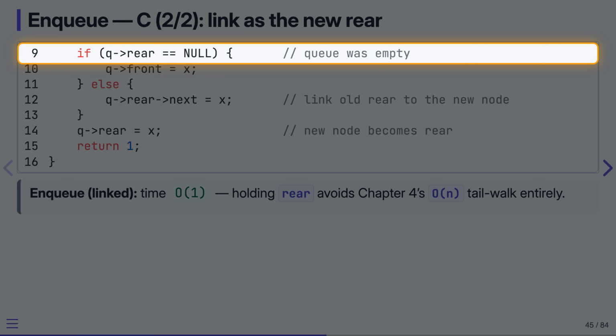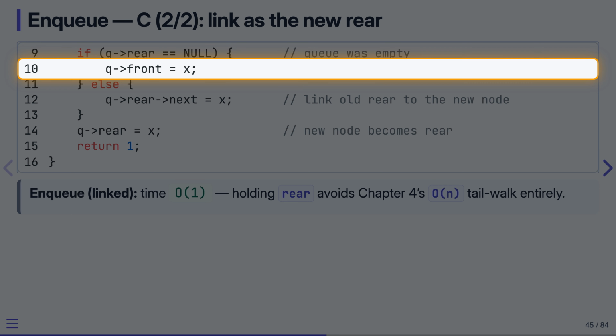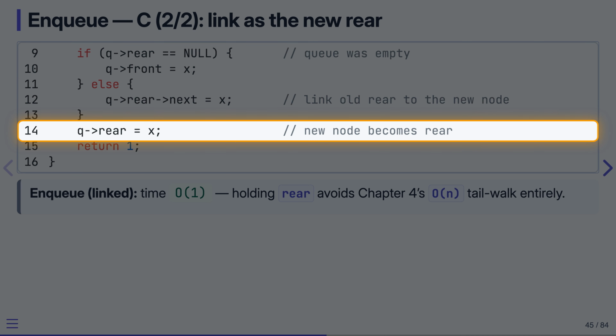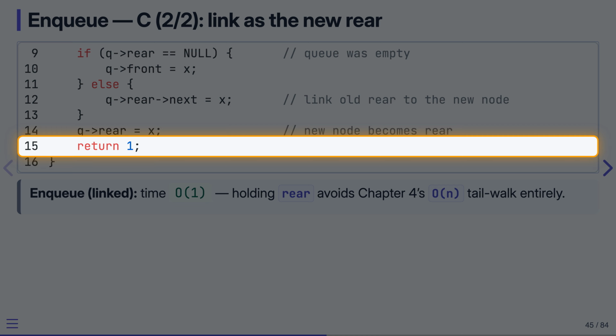Now we ask, was the queue empty? We check if queue->rear is equal to null. If it was empty, we set queue->front = X. The new node is now both the front and the rear. Otherwise the queue already had nodes, so we set queue->rear->next = X. This links the old rear to the new node. Either way, we set queue->rear = X. The new node is now the rear. Last we return 1 to say the enqueue worked.